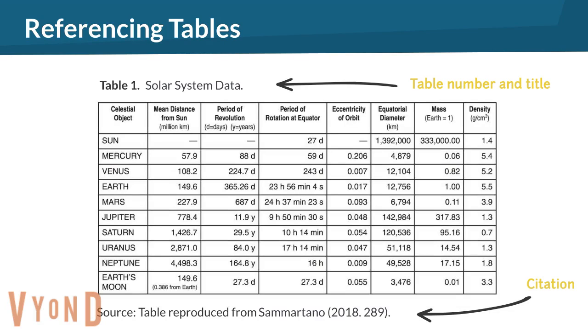This is then followed by the citation, which comprises the author's names, with a publication year and page number, where you found the table, in parentheses. Lastly, include the source in the reference list at the end of the document.